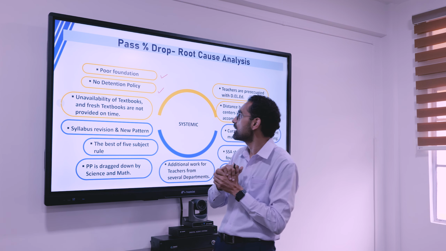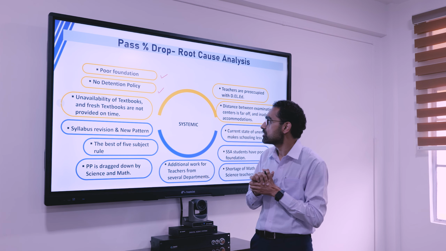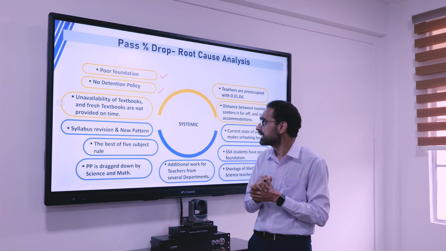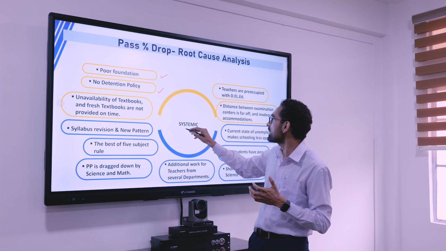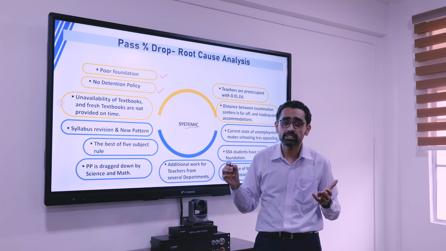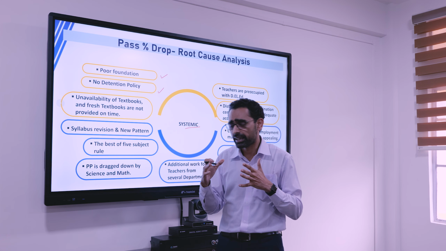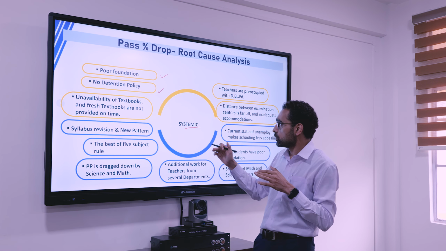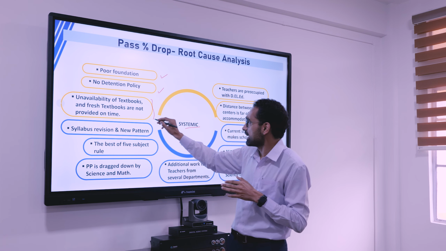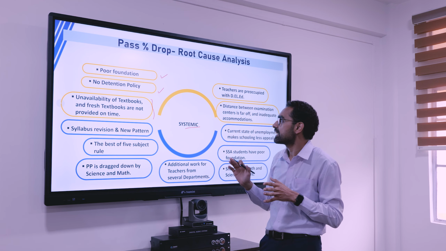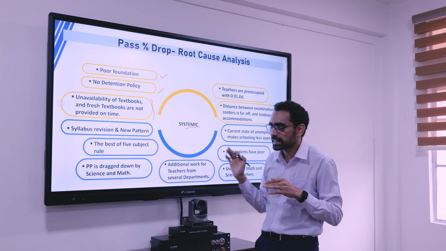So this is something where we have to do our interventions. Now, another reason can be, as I said, these are systemic reasons, where because of several factors these things and schemes are not being implemented properly, but we have to look and ensure that. And one of the factors is the unavailability of textbooks at the right time.